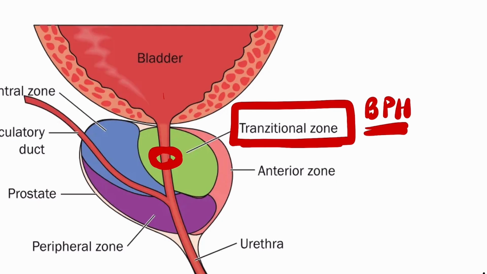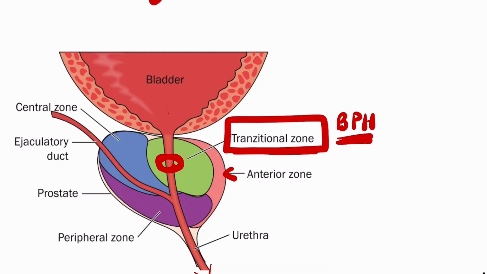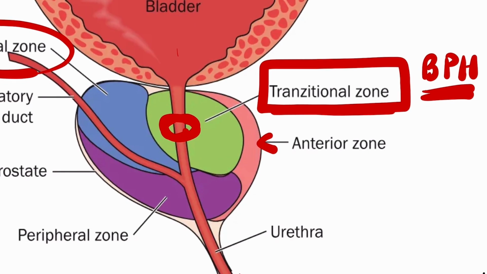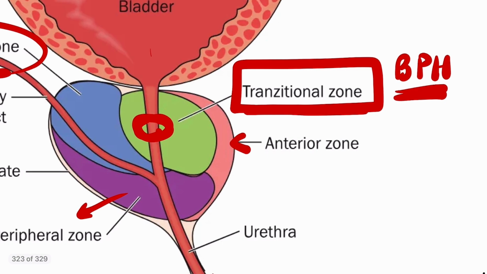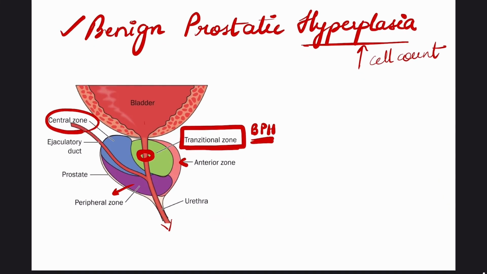The other zones are the thin anterior zone, the central zone around the ejaculatory duct, and peripherally, the outermost, the peripheral zone. In BPH, the transition zone is where the hyperplasia begins. The prostate gland is normally a 20 gram organ, and it responds to androgens like dihydrotestosterone.